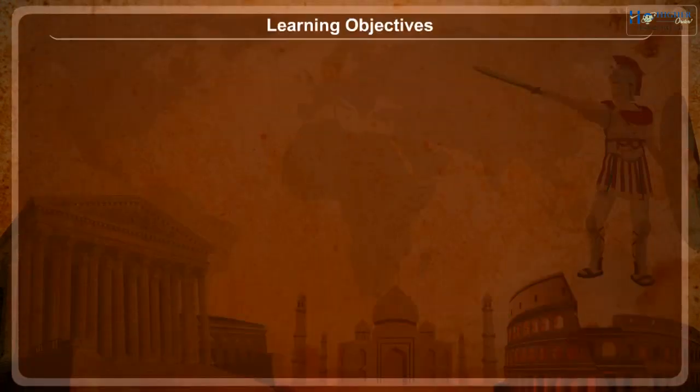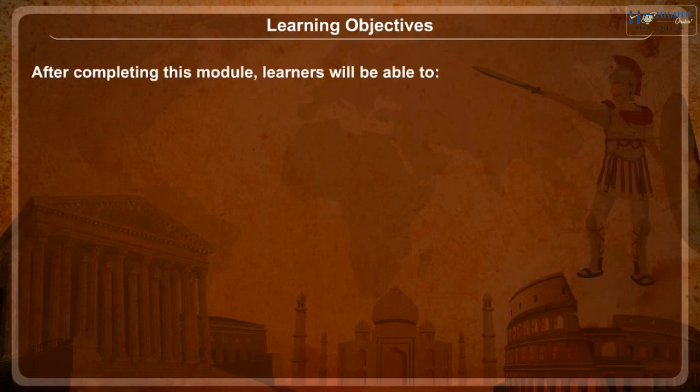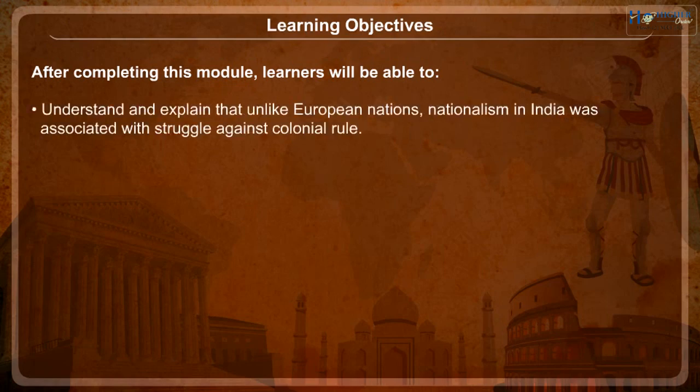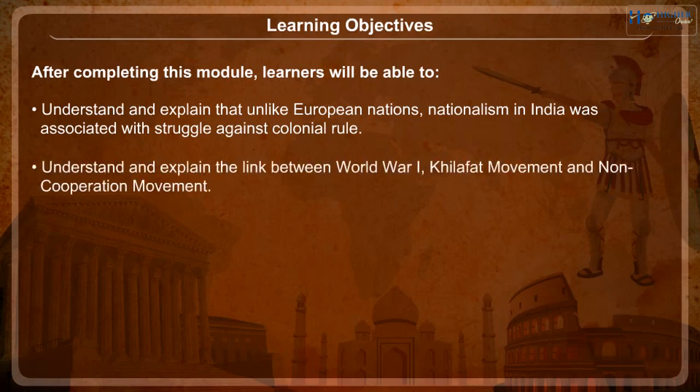Learning objectives. After completing this module, learners will be able to understand and explain that unlike European nations, nationalism in India was associated with struggle against colonial rule. Understand and explain the link between World War I, Khilafat movement and non-cooperation movement.